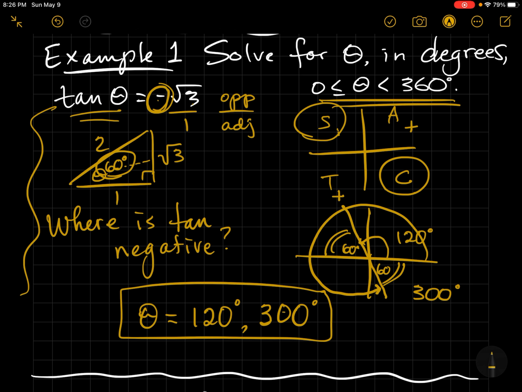Now, someone might say, well, Miss Adams, couldn't I get tangent by itself by simply taking the inverse tangent of both sides? And I would say, absolutely. But the calculator is only going to give you one of the solutions. It's not going to give you both. Okay, so beware of the calculator.